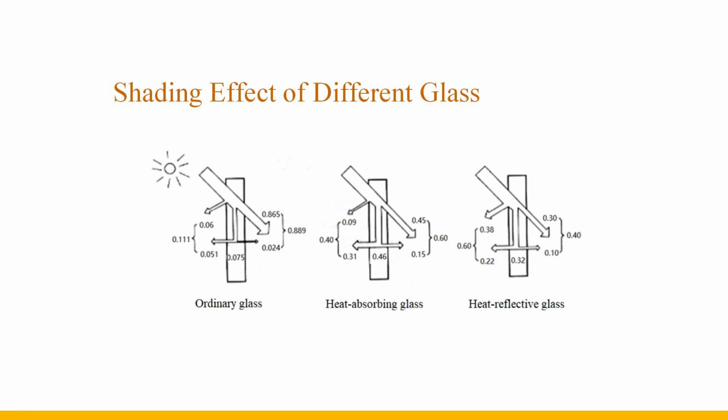The amount of radiation absorbed by the heat-absorbing glass is large, which is 46%. After the glass heats up, the proportion of convection scattered to the outside also increases. So the amount of solar radiation that finally enters the room is reduced to 60%. The amount of reflected radiation from heat-reflective glass is larger at 38%. The amount of absorbed radiation is also larger at 32%, which reduces the amount of solar radiation that eventually enters the room to 40%. Think about it.